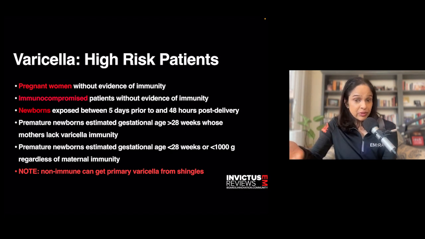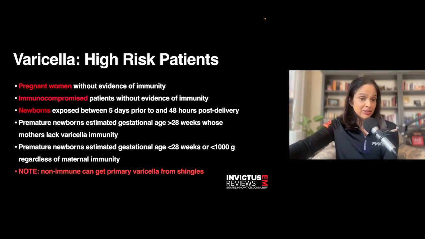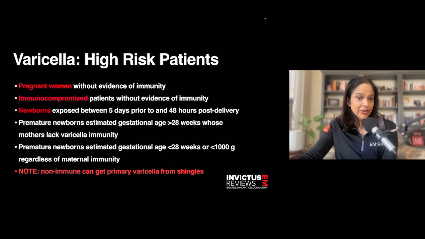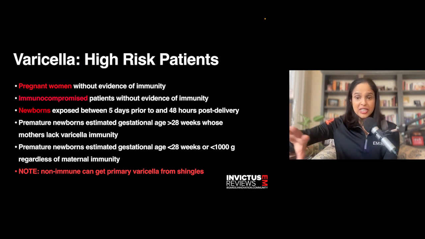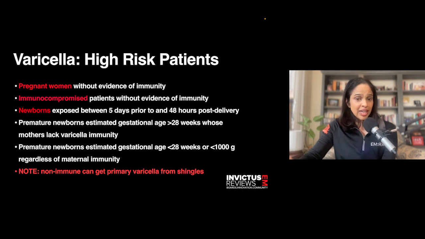Pregnant women without evidence of immunity. So you could actually test their titer and see if they're immune. And if they're not, then they're going to need the immunoglobulin if they're exposed. Immunocompromised patients who don't have any evidence of immunity. Newborns, so between 5 days prior to and 48 hours post-delivery. Any premature babies. And by the way, all these people can get primary chickenpox from shingles, from herpes zoster.